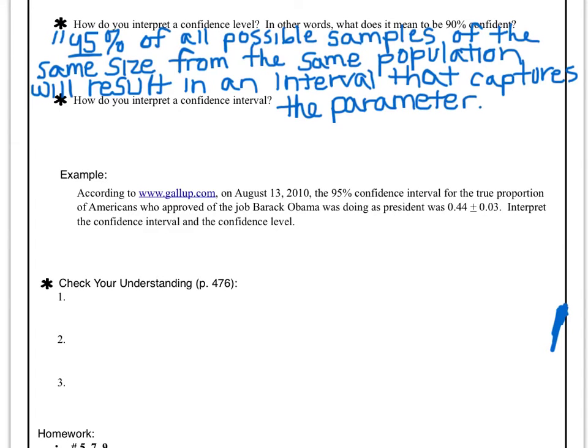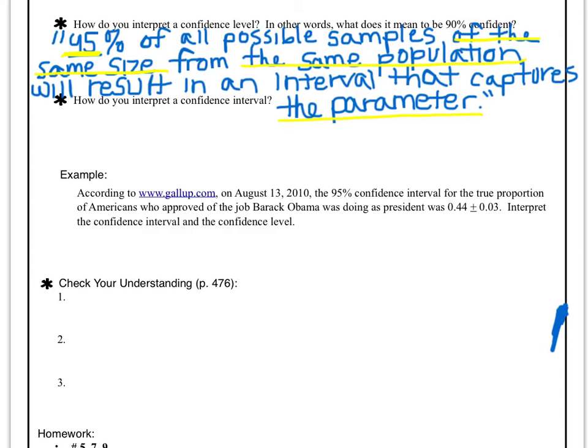Okay, you want to make sure that you talk about this in context. So if you were given an actual size, maybe instead of saying the same size, say what that is in context. Instead of saying the population, actually give the population in context and actually explain what the parameter is in context. Okay, and don't forget that this is whatever your value of C is. So it's going to change.